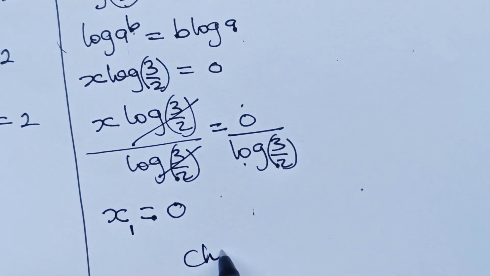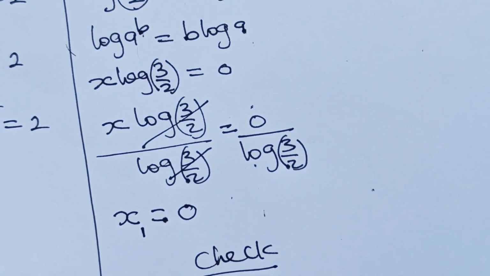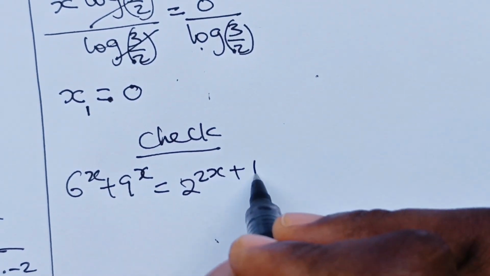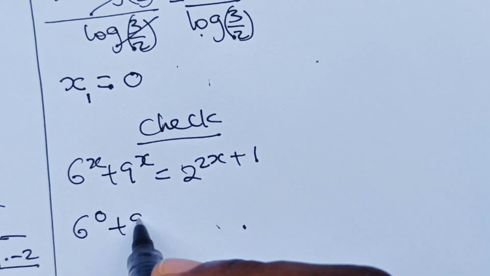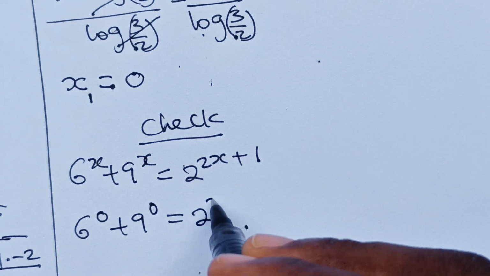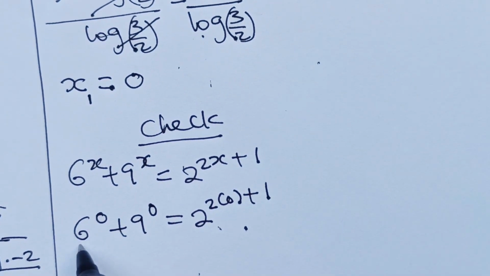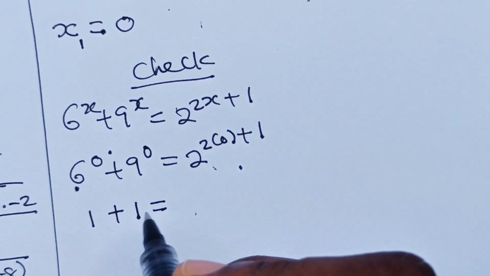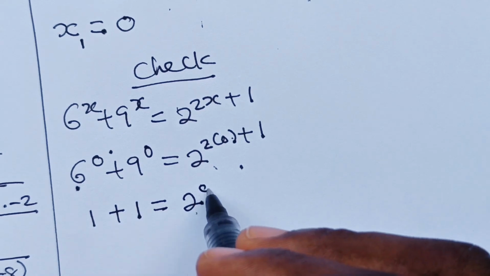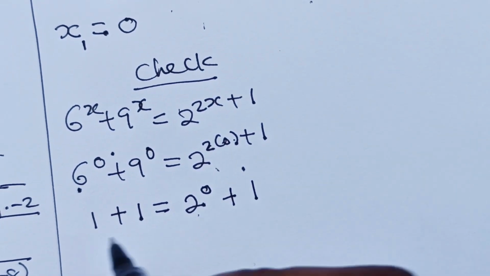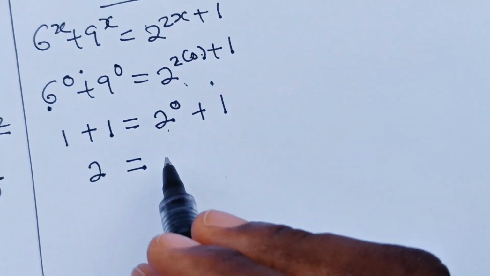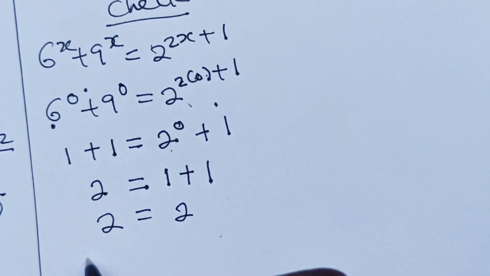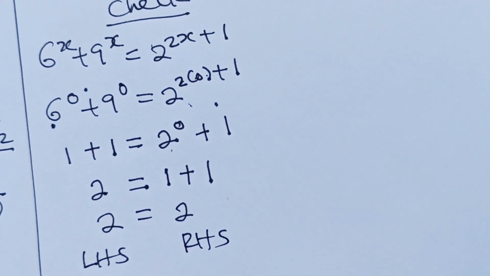Now let's check. The question says 6 to the power of x plus 9 to the power of x is equal to 2 to the power of 2x plus 1. Now we have 6 to the power of 0 plus 9 to the power of 0 is equal to 2 to the power of brackets 0 plus 1. Any number to the power of 0 is 1, so we have 1 plus 1 is equal to 2 to the power of 0 plus 1, because 2 times 0 is 0. So we have 2 is equal to, now 2 to the power of 0 is 1, and 1 plus 1 is 2. So we can see that 2 is equal to 2. The left hand side is equal to the right hand side.